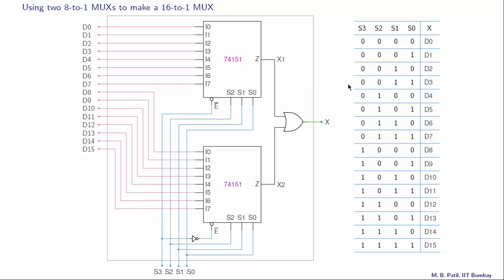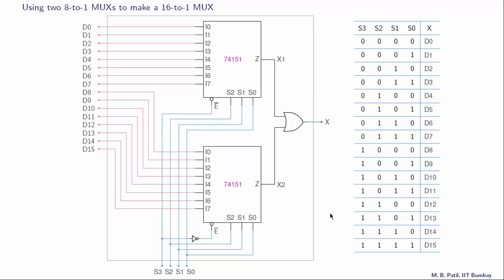Now what are the select lines for this first mux? S2, S1, S0, that is 0, 1, 1. So we have 0, 1, 1 here, that is decimal 3. That means this line I3 gets connected to Z here. And what is line I3? Line I3 is the same as D3, so that D3 gets connected to Z. So our x1 is equal to D3, and therefore x, which is equal to x1, is also equal to D3. So we do have then the expected output in this case.